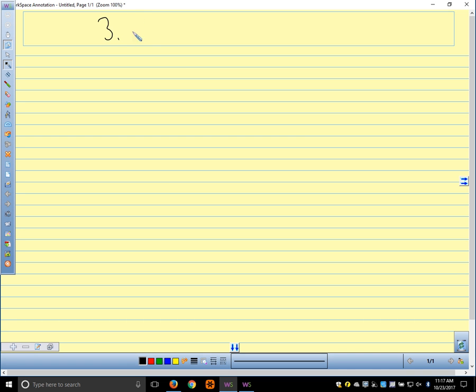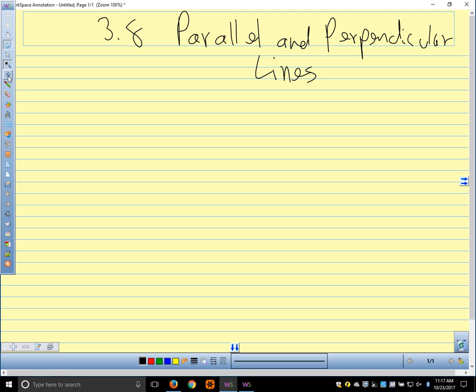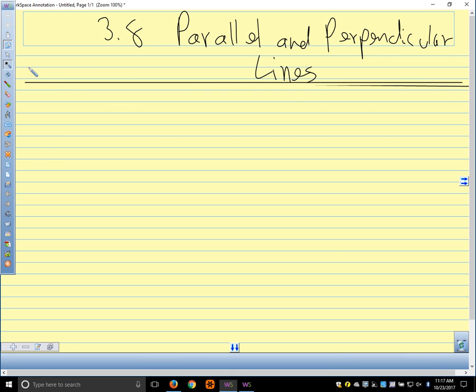So, last section of chapter 3.8. We're going to talk about parallel and perpendicular lines with coordinates, because some special things happen with the slopes of parallel lines and perpendicular lines. All right, our first key piece of information.